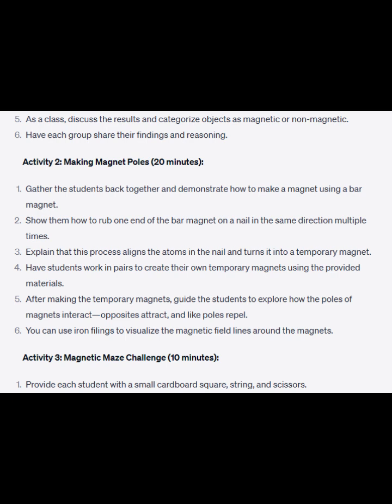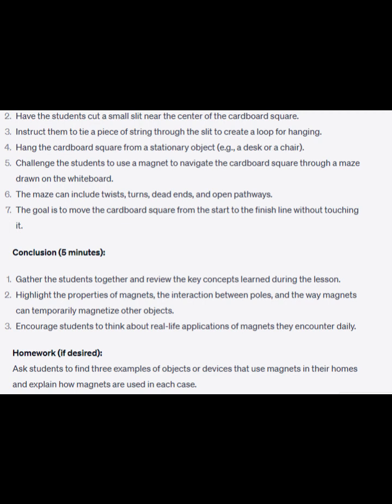Activity 3: Magnetic Maze Challenge. 10 minutes. Provide each student with a small cardboard square, string, and scissors. Have the students cut a small slit near the center of the cardboard square. Instruct them to tie a piece of string through the slit to create a loop for hanging.